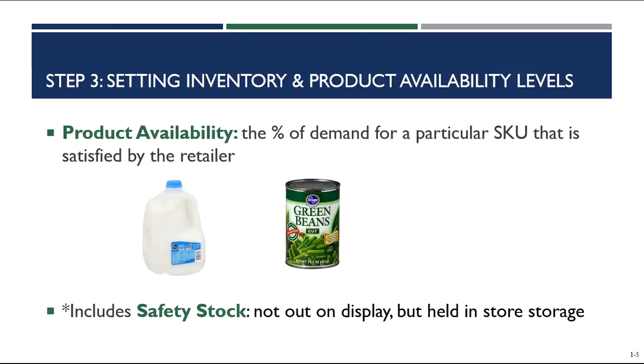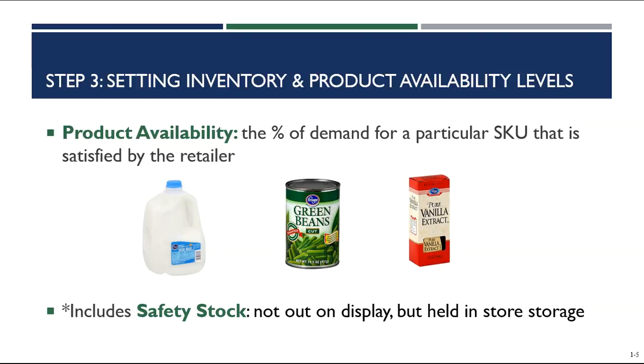So I want you to think about why Kroger would find it acceptable to have only a 75% availability of Kroger green beans. We'll discuss the answer to that question in the discussion boards for Chapter 12.